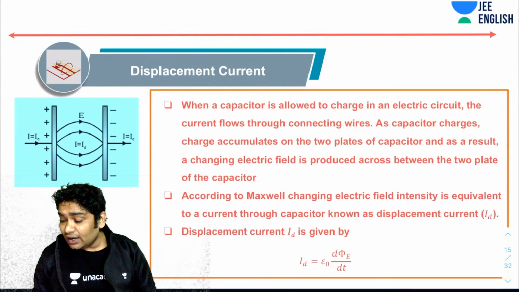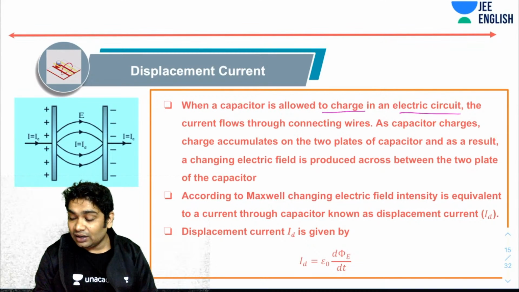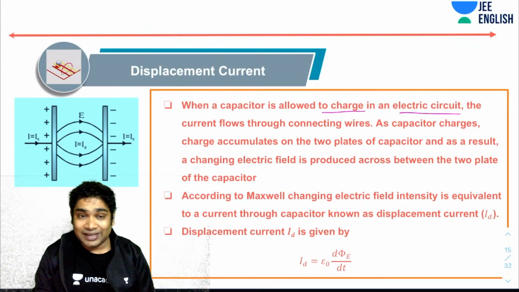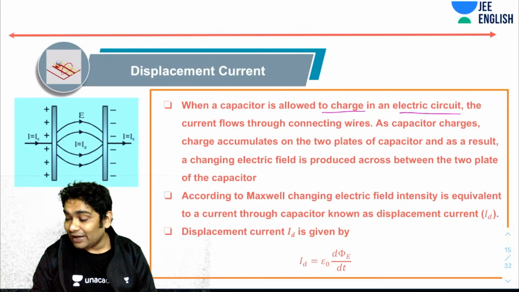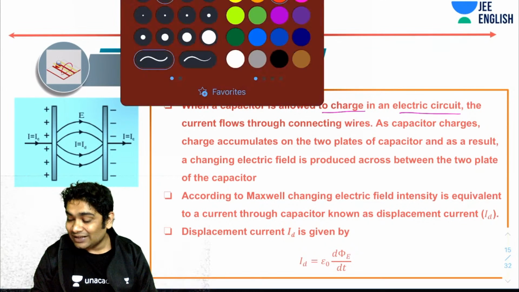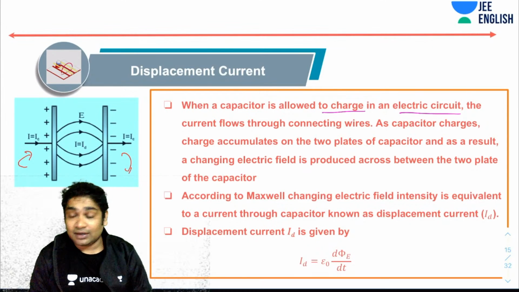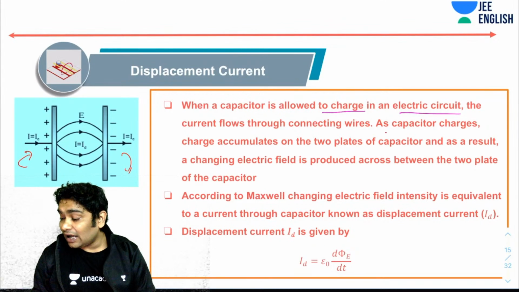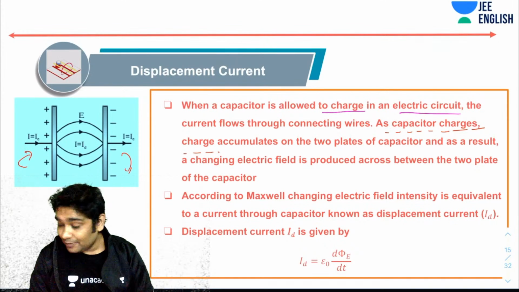Okay. So you will realize when a capacitor is allowed to charge in an electric circuit, the current flows through the wire. So here a wire must be carrying some current for charging the capacitor. The current will be carrying some positive charge here and some negative charge from here, right? So this kind of current must be flowing in the circuit. And as the capacitor charges, you realize charges are getting accumulated on the plates, right?